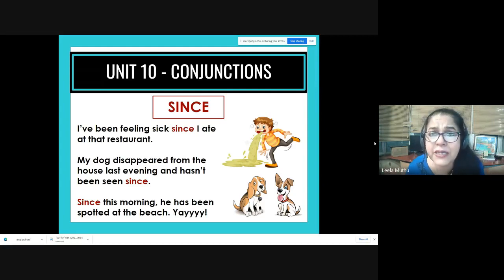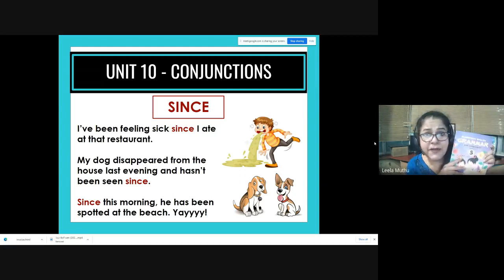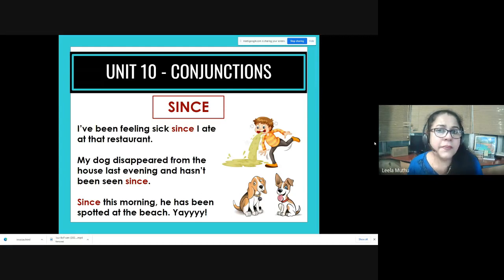But I knew that it'll make you sad because our grammar book, okay, is not exactly filled with happy sentences. So I made up another sentence which I knew would cheer you up. If you like animals, you'd be definitely feeling sad about the lost doggy. So let's see the next sentence. Since this morning, that is from this morning onwards, he has been spotted at the beach. Yay! Interjection. Okay. Why are you happy? Because since this morning he has been spotted at the beach, which means he's somewhere around there and we have a better chance of finding him.